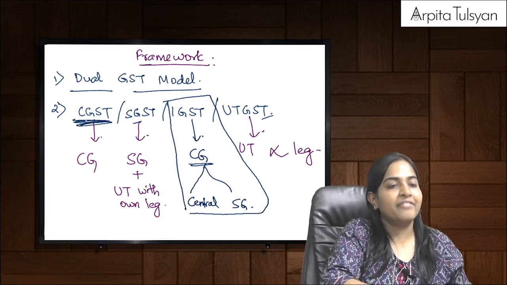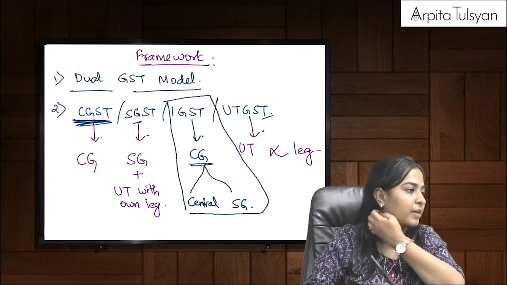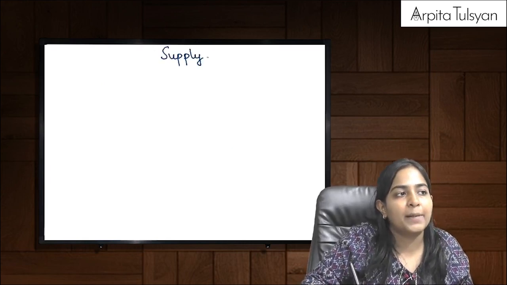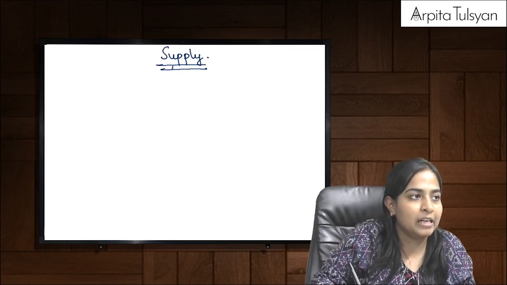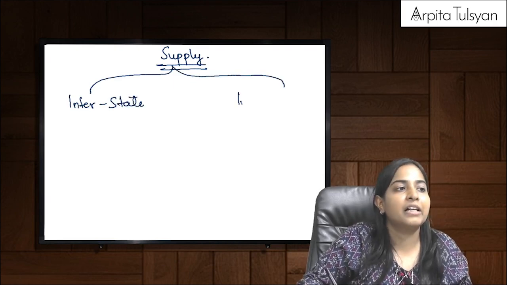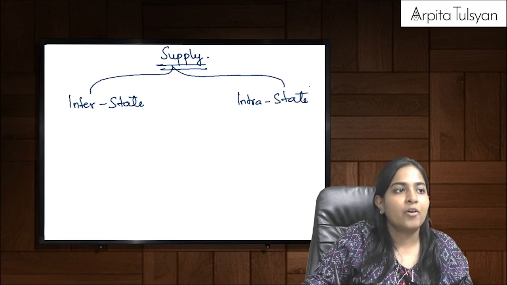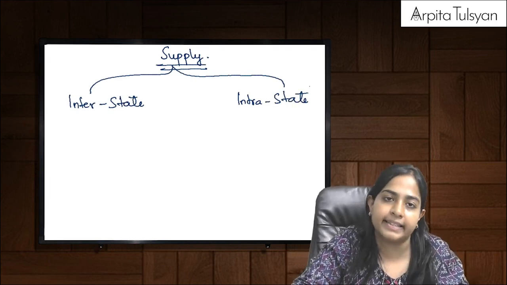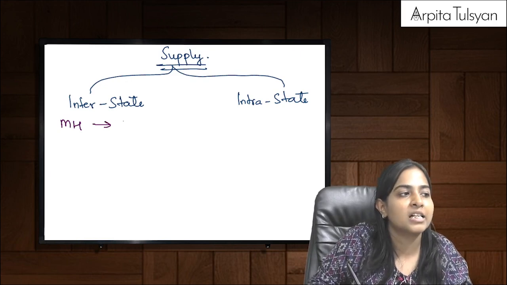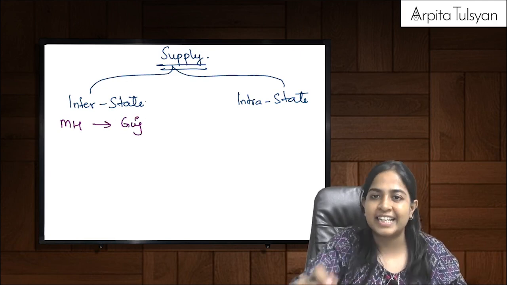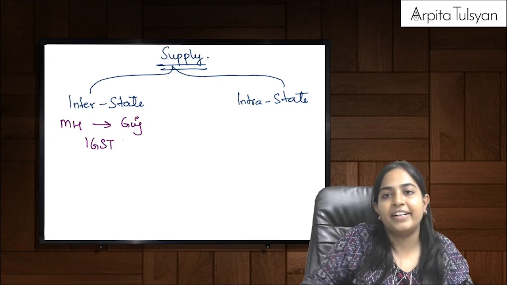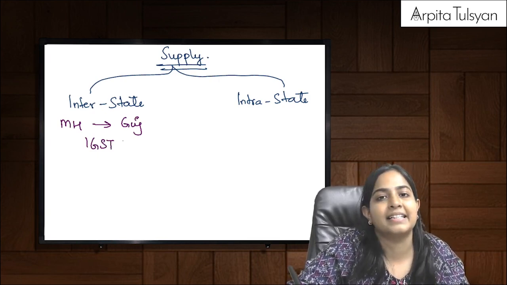Just try to understand, everyone, how does this happen? I'll give you a simple example. There are mainly two types of supplies, or two types of sale. One is interstate and the other one is intrastate. Interstate means between two different states. Let's say there is a sale happening from Maharashtra to Gujarat. Two different states are involved, right? At this point of time, IGST is levied.